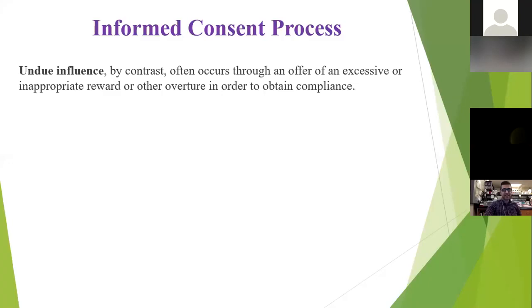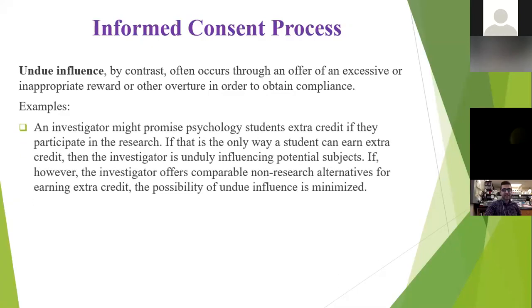Undue influence, by contrast, often occurs through an offer of an excessive or inappropriate reward or other overture in order to obtain compliance. And some examples of that might be, let's say an investigator might promise psychology students extra credit if they participate in research. And if that's the only way that that student can earn extra credit, then that is undue influence. If, however, the investigator offers a comparable non-research alternative, then possibility of that undue influence is minimized.